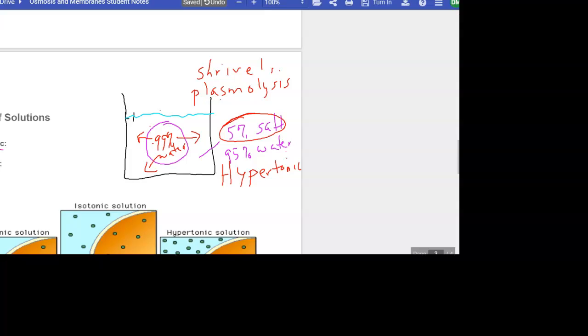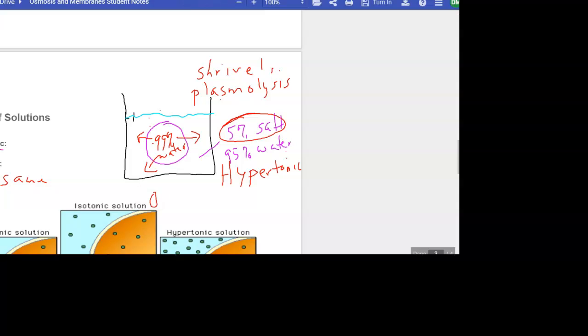Now you can probably guess what the third scenario is. Isotonic means same solutes. So if the cell and the solution have the same amount of water and the same amount of solutes, then water molecules will move back and forth in equilibrium across the membrane. And that's exactly how you stay alive. In order to maintain homeostasis and to stay alive, your blood must always be exactly isotonic, which means it has 0.9% solutes in it.